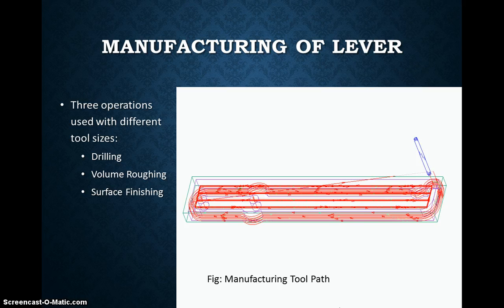Manufacturing of one of the components was done in PTC Creo, where the tool path was assigned to the lever part and 3 different operations were carried out on it. First was the drilling of a hole, second was the volume roughing using a tool with a bigger diameter, and third was the surface finishing using a tool with a smaller diameter for smoothness of the part. This figure shows the manufacturing tool path done in PTC Creo.